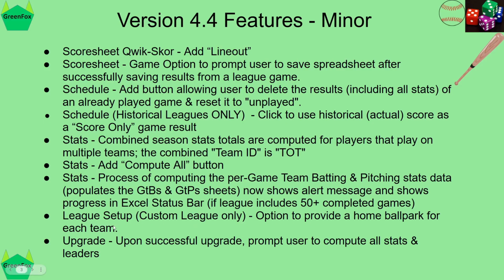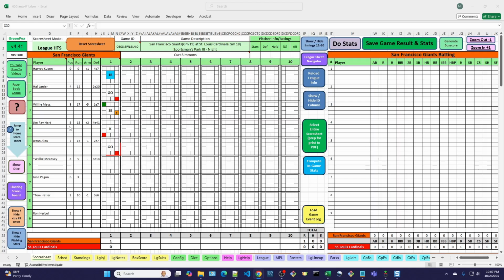Then there's the home ballpark for custom leagues, and the upgrade has a few more little bells and whistles. So let's get to looking at some of these things. So as far as the quick score, if we look at this score sheet I have here, and this is using a historical league season with the '65 Giants. This is really minor, but I'll show quickly.